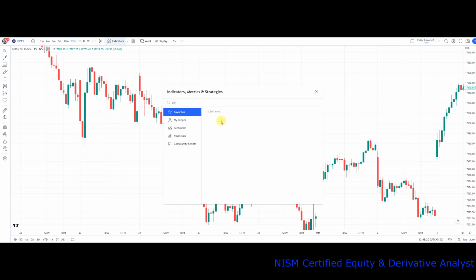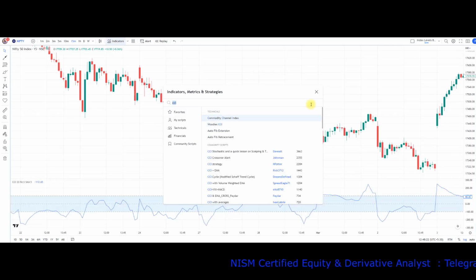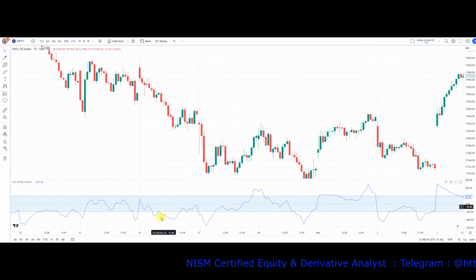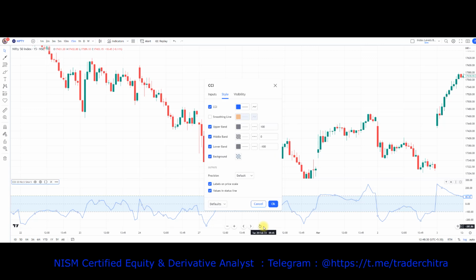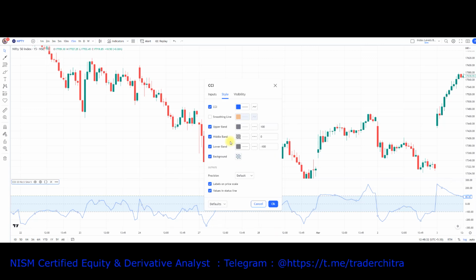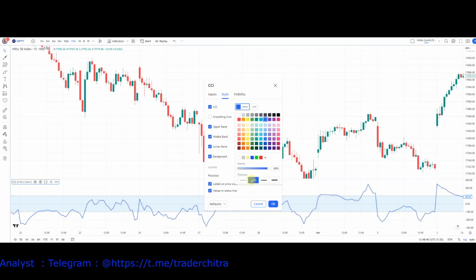Go to indicators and add CCI, that is Commodity Channel Index. So this is how the oscillator looks. It looks similar to the RSI. Now we don't want to change anything in the settings. I will explain what the upper band and lower band indicate in our trading. So this is the CCI, the Commodity Channel Index, this blue line. This blue line will show you where to enter the trade and where to exit the trade.